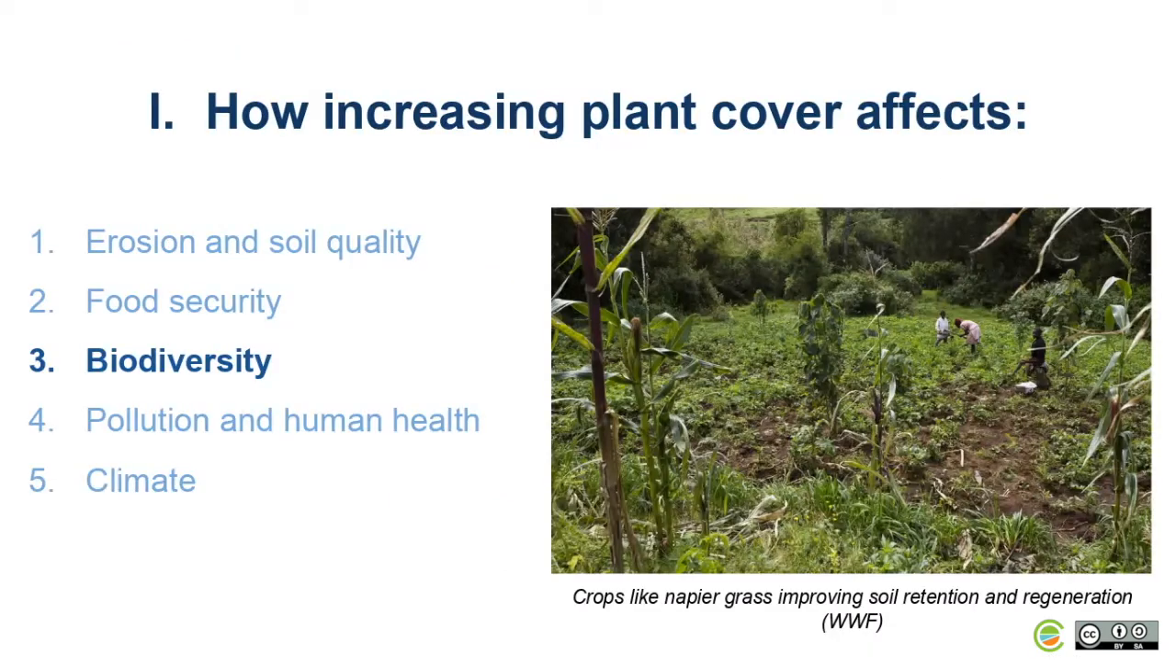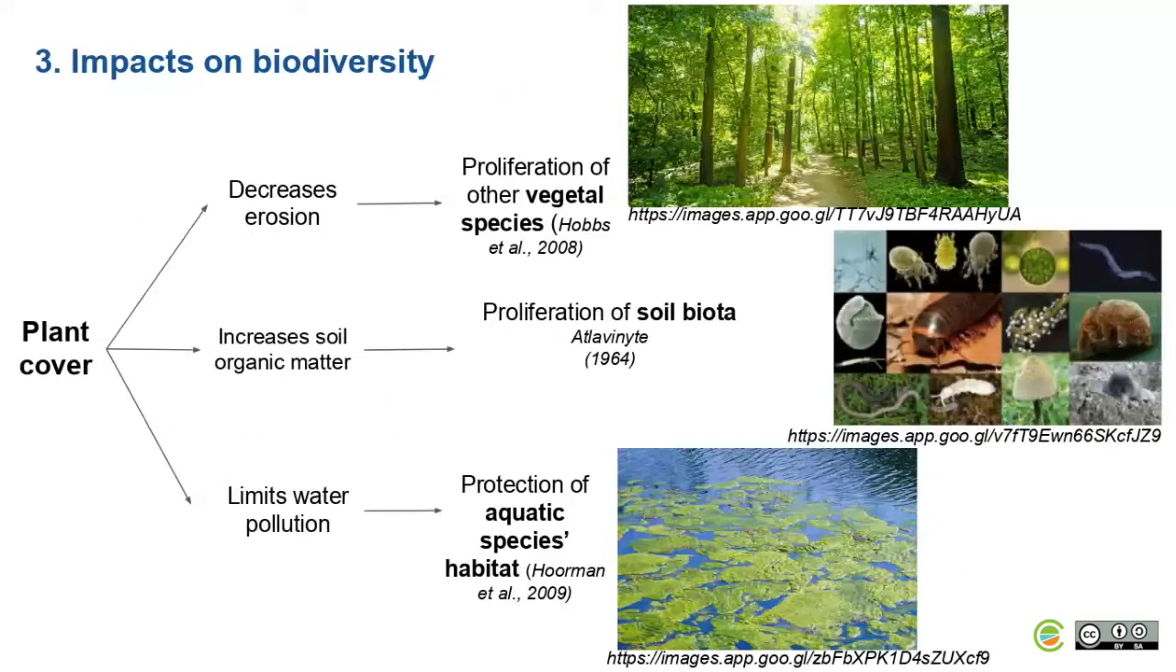Plant cover also has a positive impact on biodiversity, because of course when it decreases erosion and allows the proliferation of vegetable species, it will cause an increase of biodiversity, because many types of plants will be able to live in the ecosystem. It also promotes the proliferation of soil biota, because the biota use organic matter for their metabolism, and when there is more organic matter, of course, there will be more soil biota.